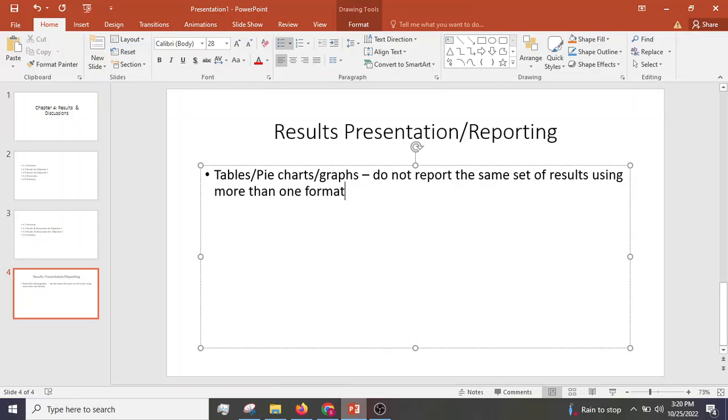And you will need to, of course, select the most suitable format to present your results, so that when I look at it, I can immediately tell what you are trying to portray. If you want to show trends, obviously the best would be graphs or charts. If you want to demonstrate composition, obviously a pie chart would be the best. So there are many ways. The key point here is you do not want to use more than one type of reporting format to report the same set of results.